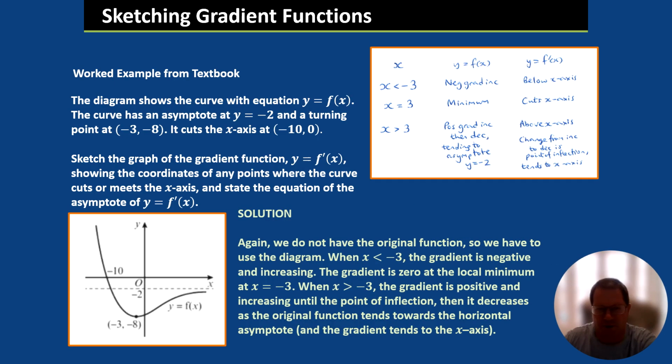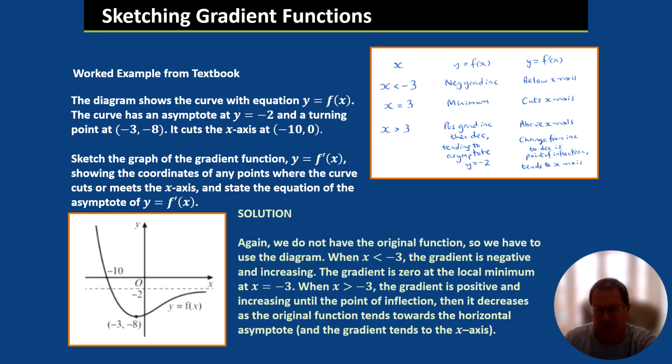The second worked example from the textbook. The diagram shows the curve with equation y equals f of x. The curve has an asymptote at y equals -2 and a turning point at -3, -8. It cuts the x-axis at -10, 0. Sketch the graph of the gradient function y equals f dash x, showing the coordinates of any points where the curve cuts or meets the x-axis, and state the equation of the asymptote of y equals f dash x. Solution. Well, again, we do not have the original function, so we have to use the diagram.